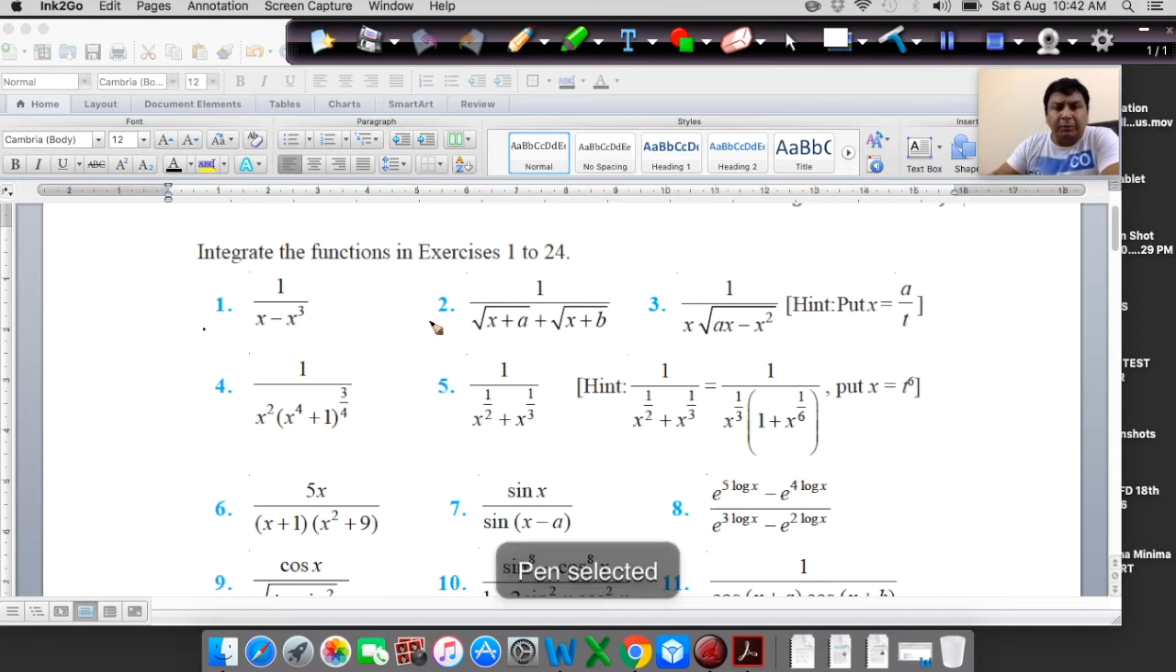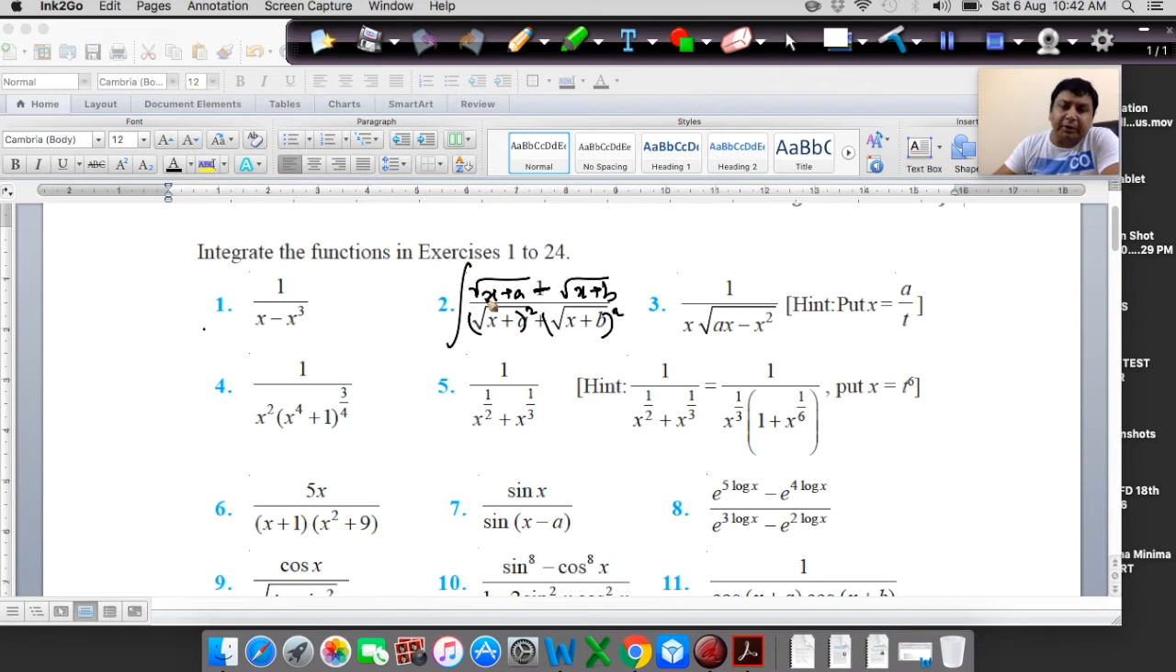Question number 2, rationalize. Multiply with root of x plus a minus root of x plus b. So this will get squared and integrate. It's possible to individually integrate x plus a raised to the power half, etc. Fine. Third, the hint here is x equals a by t. You can put 1 by t also. Put x as 1 by t or a by t, and ask me if it is not coming in the class.